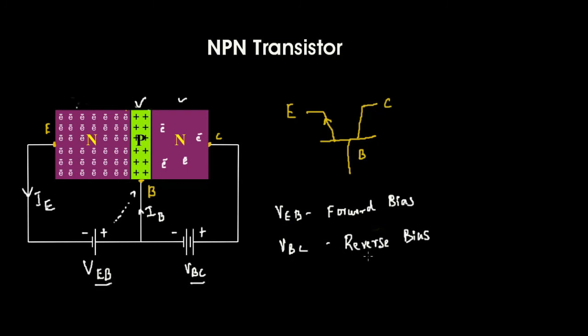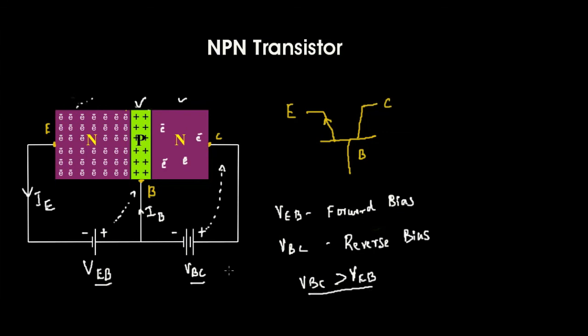The potential applied here is VBC. This VBC is bigger compared to VEB, right? The reason why VBC is bigger compared to VEB is that the higher the positive potential here, the more electrons will be attracted towards the collector, right? If the positive potential of VBC is very high, it will attract lots of electrons from the emitter. So some current will pass as IB, and more current will pass through the collector, right? That is why this voltage here is bigger. That means VBC is bigger than VEB, right?